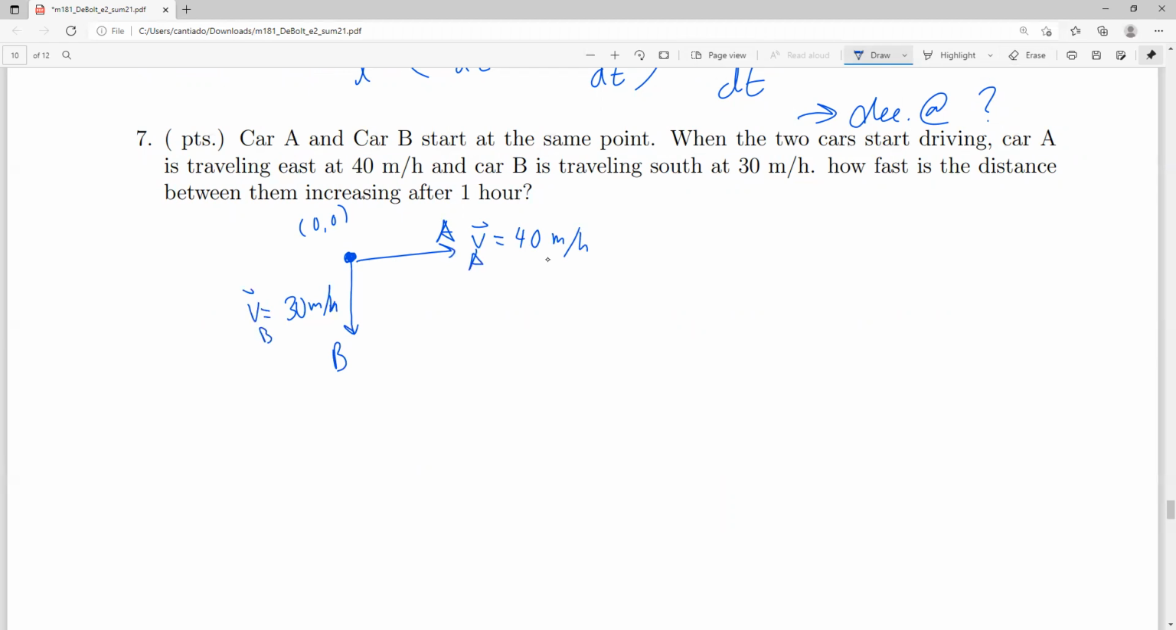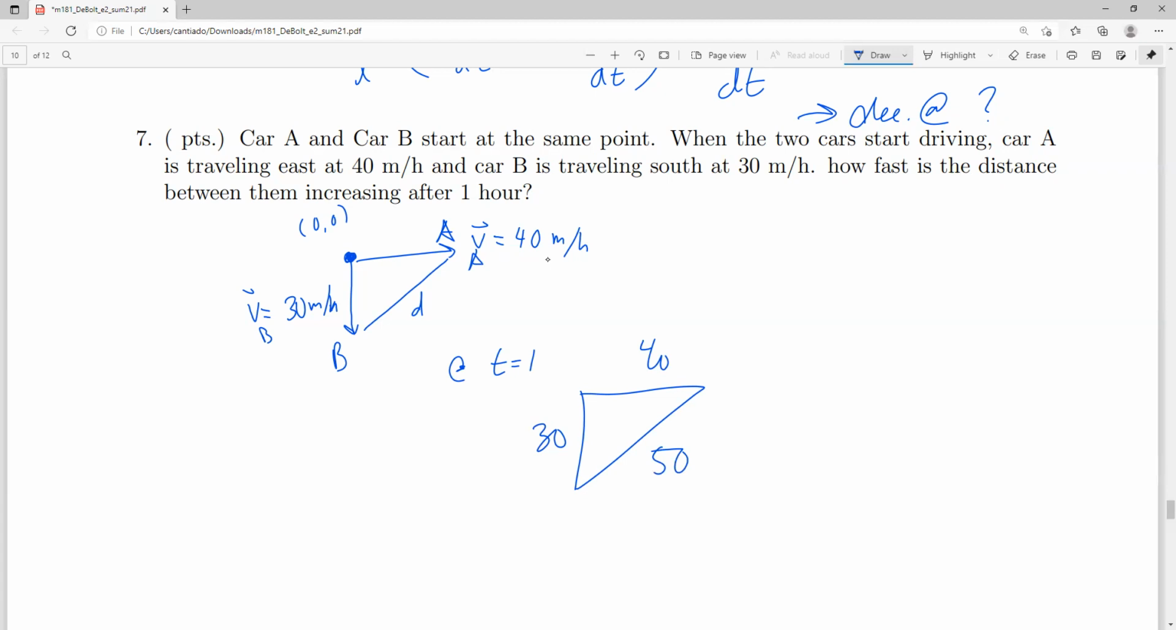You're trying to find what the rate of change in the distance between them is, right? So set up an equation. After 1 hour, what is their position after 1 hour? So at t equals 1, you have this sort of triangle, 40, 30. If you did the math, it should be 50. So this is at t equals 1.